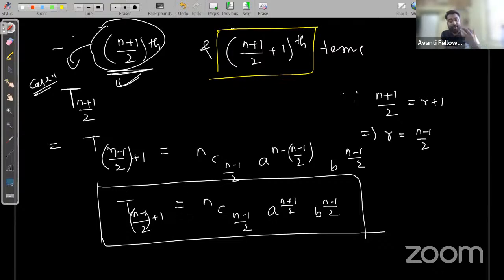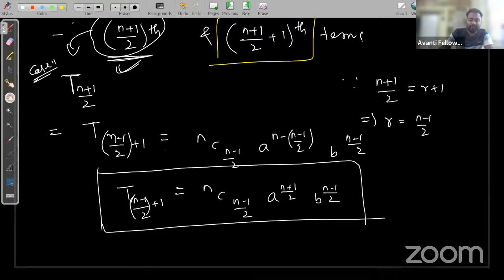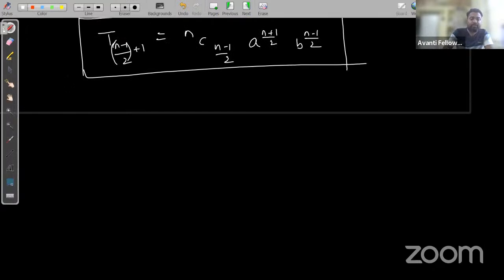Okay, how can we find the n plus 1 by 2 plus 1 term? You don't need to remember all this formula. We are just discussing the method, in general, right? So see, if we consider this one, that is the T of n plus 1 by 2 plus 1th term, right? So here r is n plus 1 by 2.